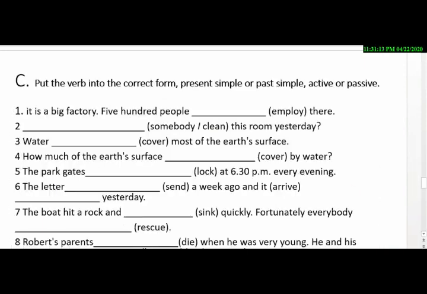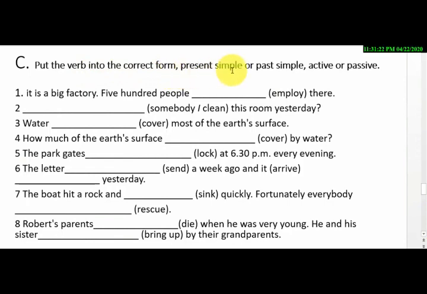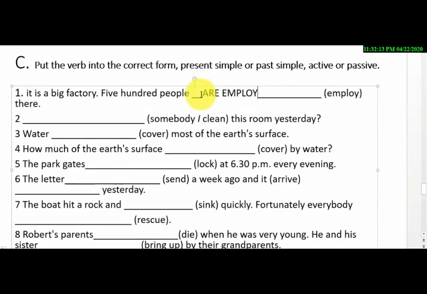The third exercise is this one. Put the verbs in the correct form, present simple or past simple, active or passive. It's a big factory. 500 people are employed there.